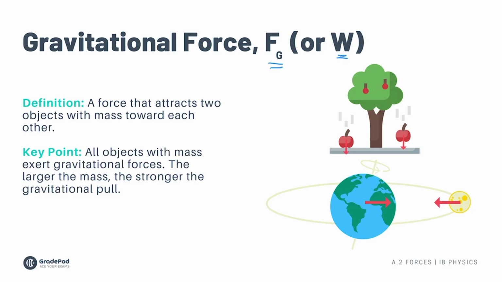Sometimes it's called weight, and if you look in the example of the apple here, it would have a weight. But if you look at the example of the Earth and the Moon, then you wouldn't call that weight, you'd call that the gravitational force. So it really depends on what situation you're looking at. The definition of gravitational force, and we go into this in much more detail later on in the IB Physics course, is a force that attracts 2 objects with mass towards each other. And the key point here is all objects with mass exert gravitational forces. The larger the mass, the stronger the gravitational pull.